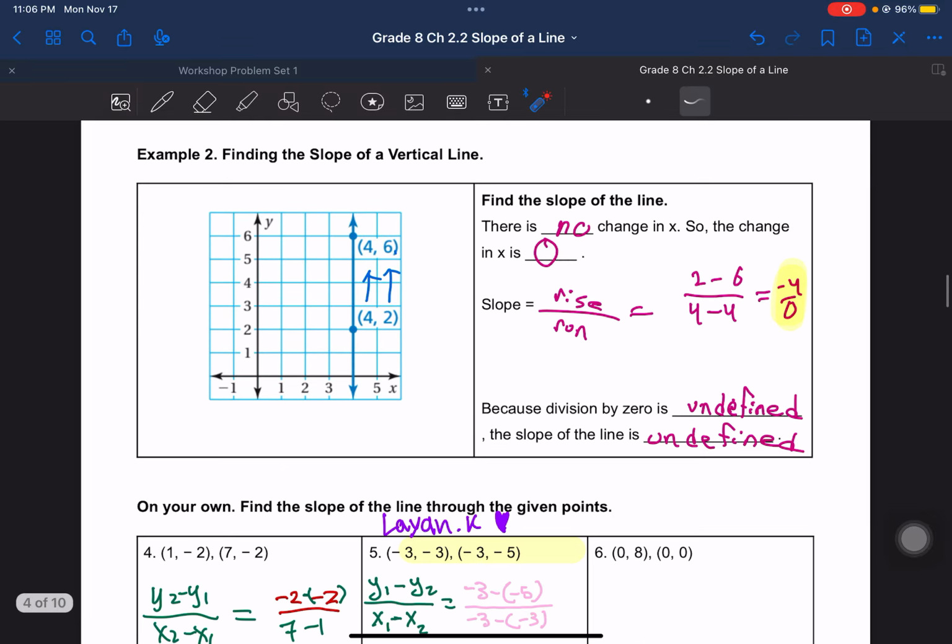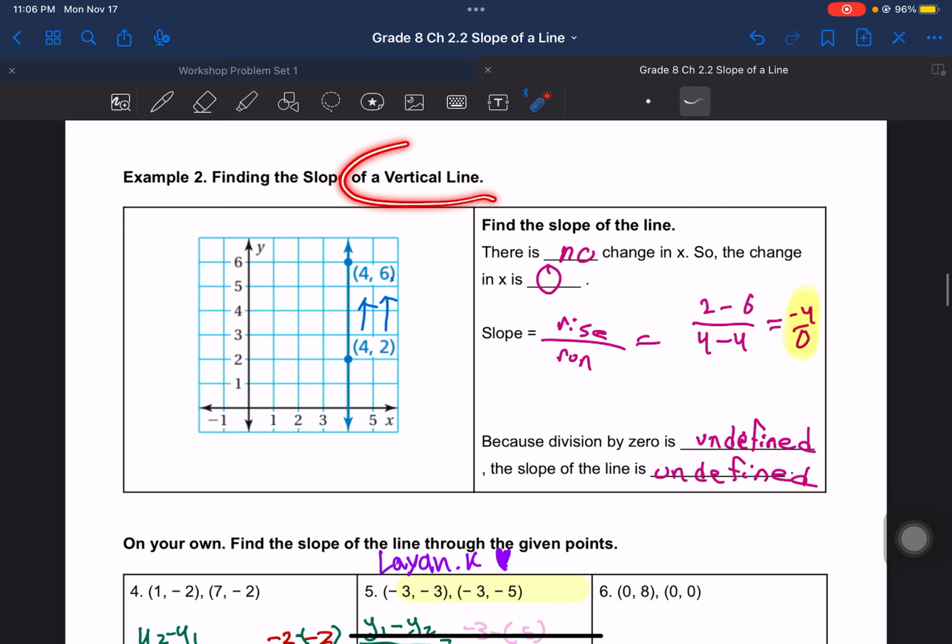And on page 4, we have another special situation. We have a vertical line. On this vertical line, every point is not moving to the left or to the right. So there's no change in x, there's no horizontal change. So our rise over run will have 0 at the bottom. And we cannot divide any number by 0. So this one would be undefined. The slope would also be undefined.